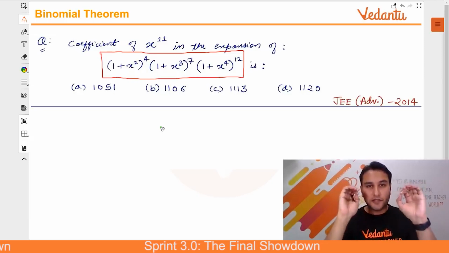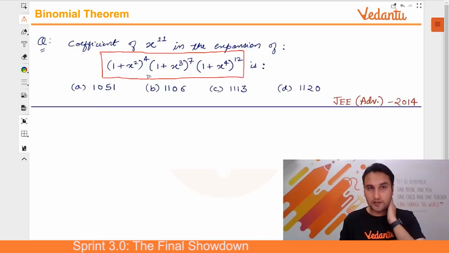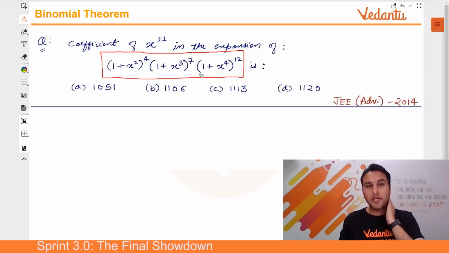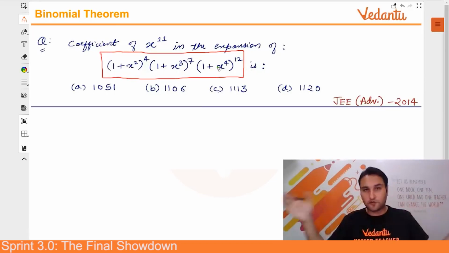There are 3 expansions getting multiplied. Each will have its expansion. One will have 5 terms, one will have 8 terms, one will have 13 terms. Everything, when multiplied, will give very different terms. There will be lots of terms.